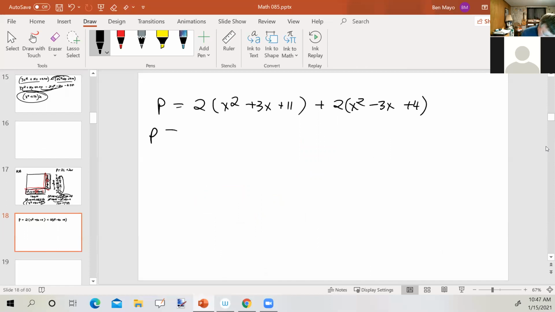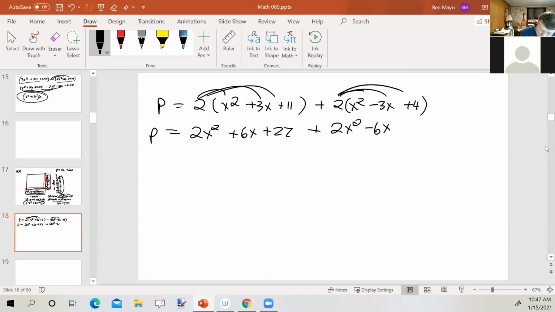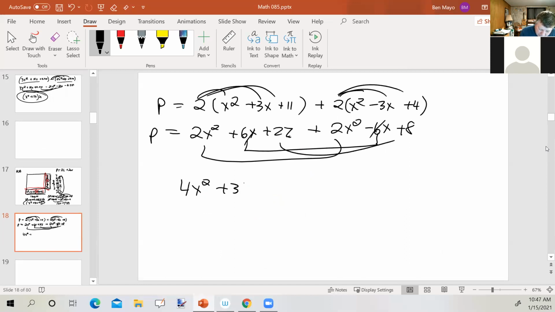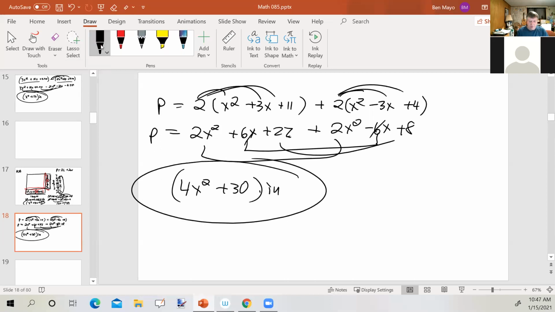So now I'm going to distribute the 2, and I get 2x squared plus 6x plus 22, plus, again distributing that 2, 2x squared minus 6x plus 8. Combining like terms, I get 4x squared. The 6x terms cancel. Let's see, 22 plus 8 is 30. Oops, feet. So the perimeter is 4x squared plus 30 feet.